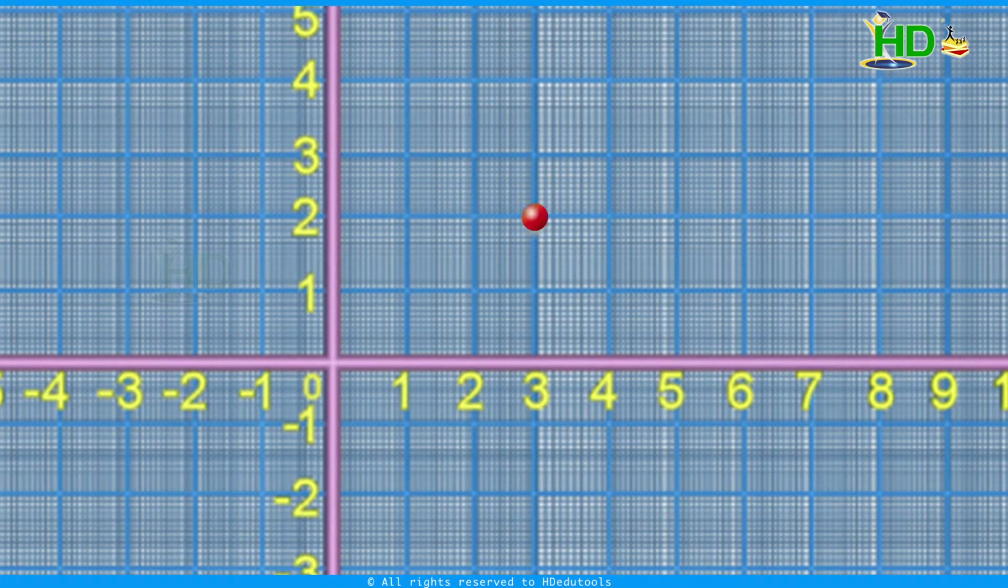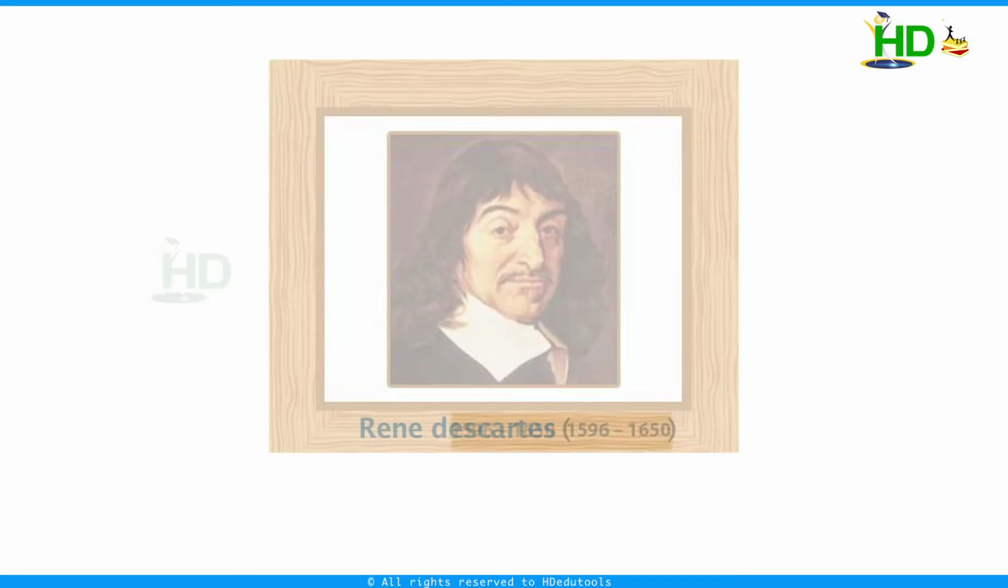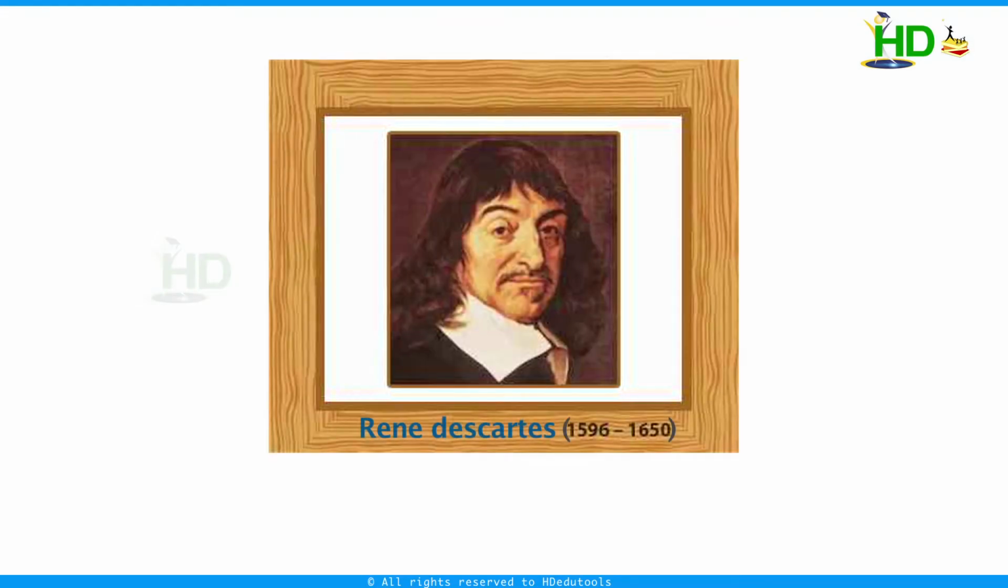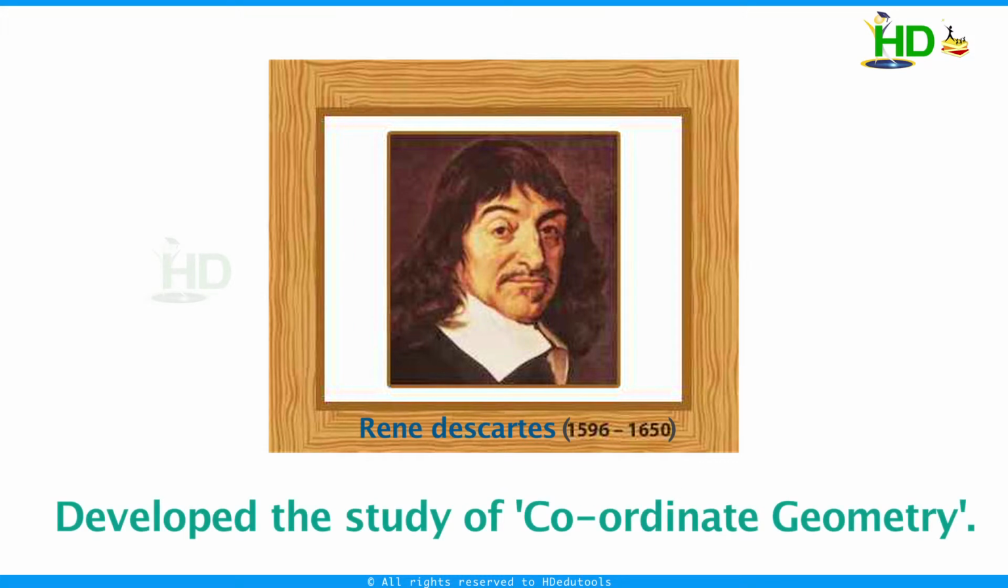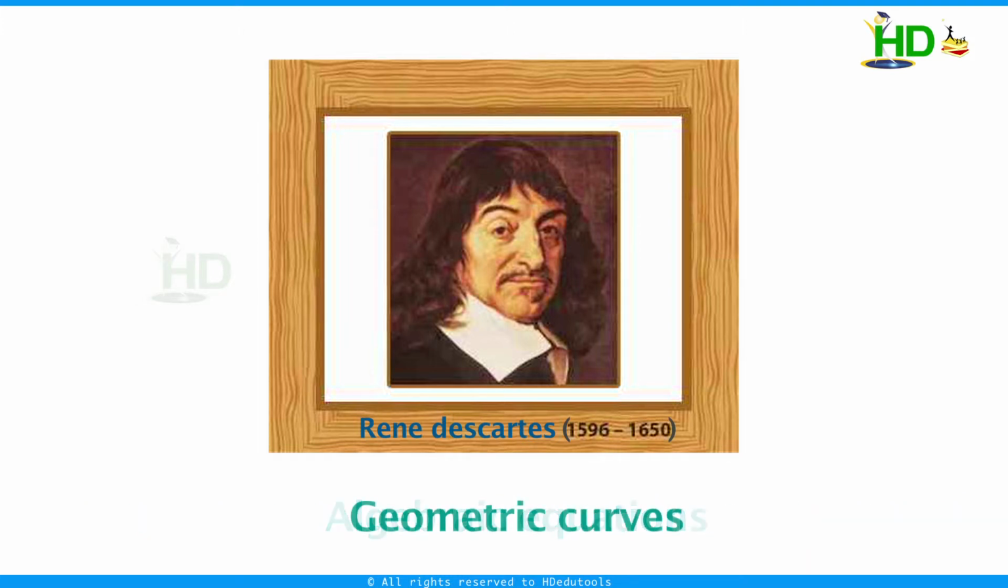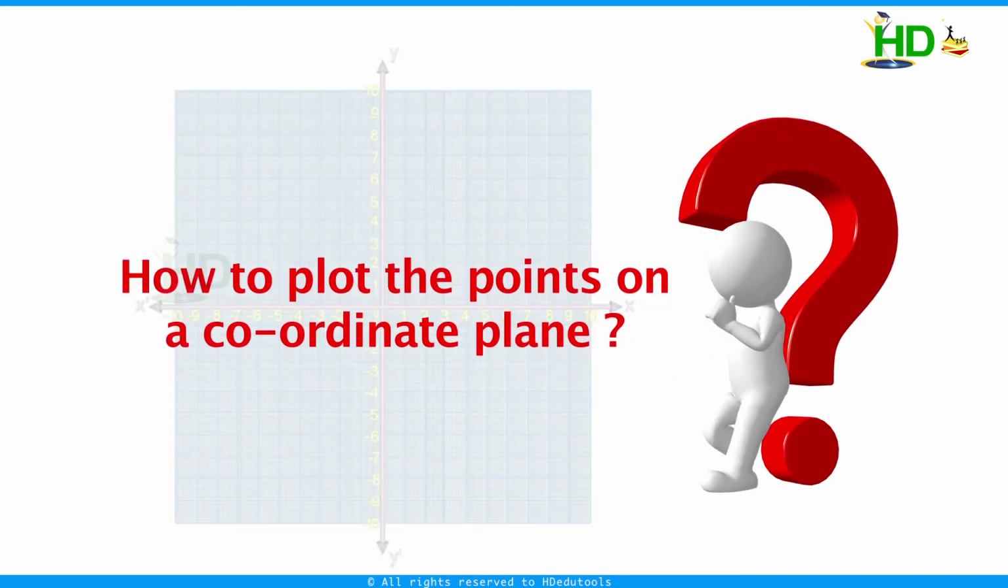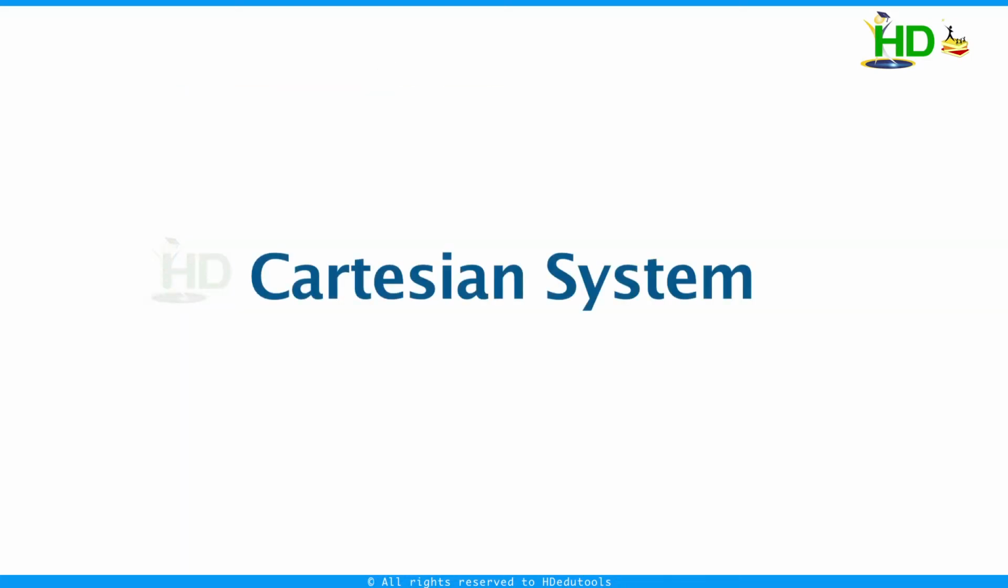The representation of a point on a plane with the idea of two references led to the development of a new branch of mathematics. This is known as coordinate geometry. René Descartes, a French mathematician and philosopher, developed the study of coordinate geometry and he gave an association between algebraic equations and geometric curves and figures. First we learn how to plot points on a coordinate plane. First we discuss the Cartesian system.